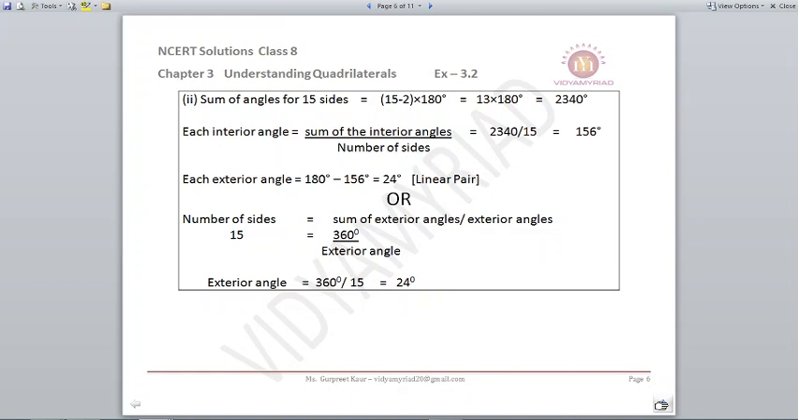So children, you can choose any of the methods, whichever you find easier. Just learn the formula, put into interior angles or exterior angles, and you will get your answer very easily.